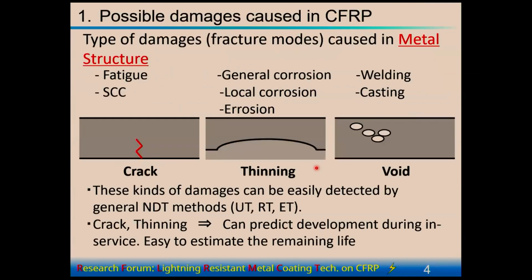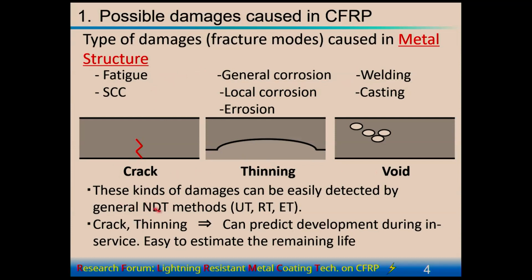But firstly, let me remind you of the types of damages caused in metal structures, not CFRP. There are plenty of fracture modes, such as fatigue, stress corrosion cracking, erosion, or welding defect. But all these plenty of damage modes can be simply modeled as crack, thinning, or void. So this kind of damage can be easily detected by general NDT methods.